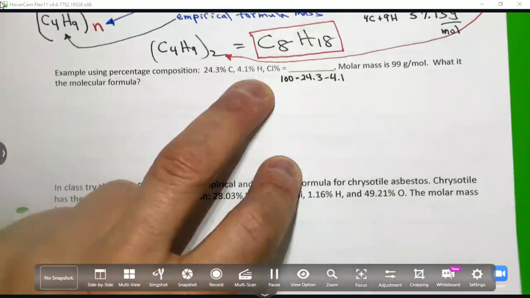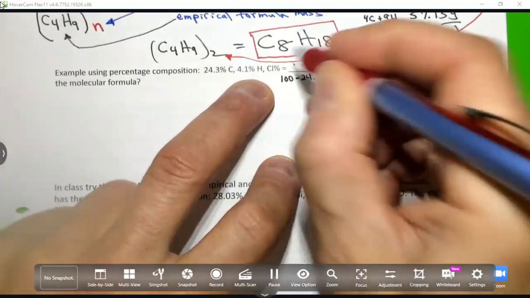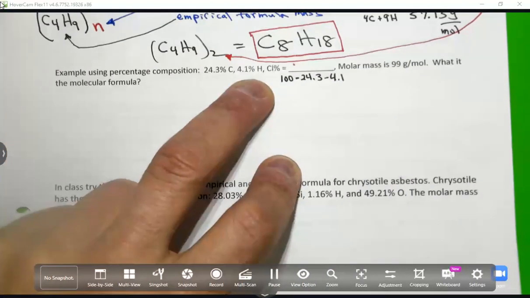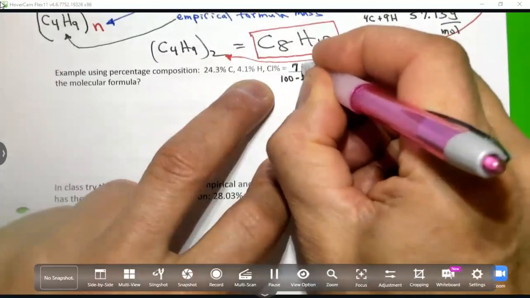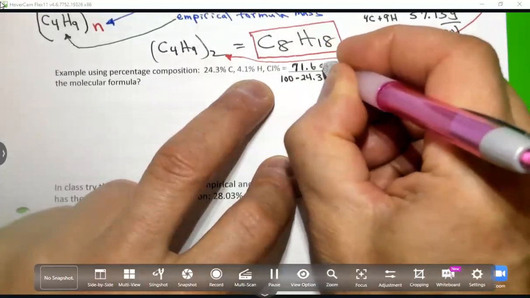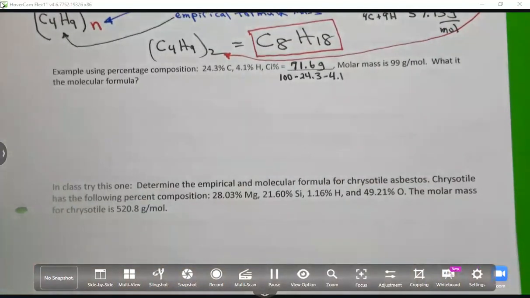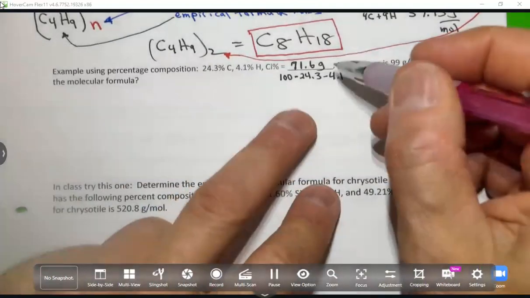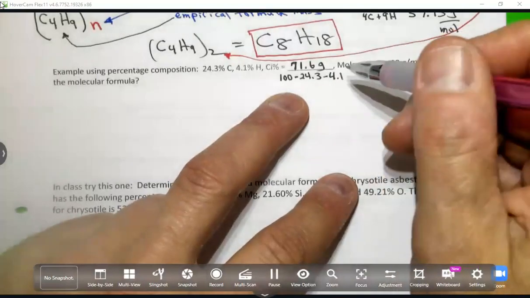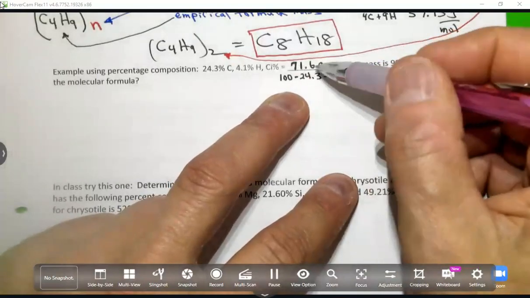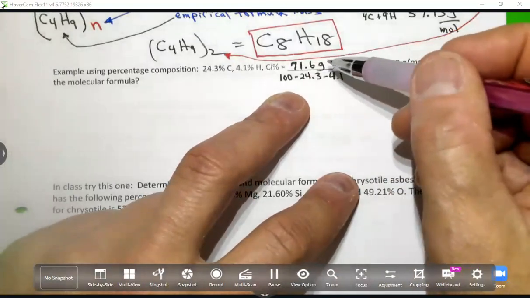And that is 71.6%. I already put grams in there, so I got ahead of myself. So 71.6%.